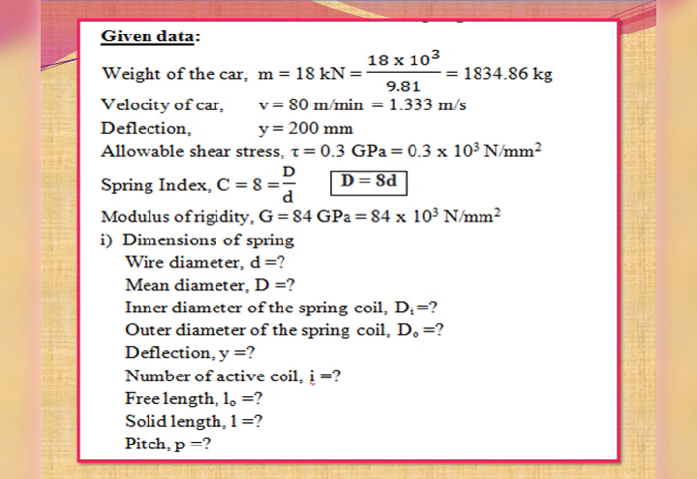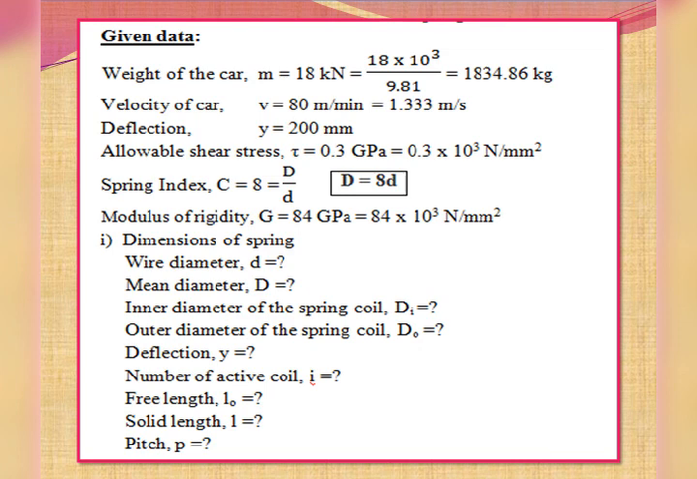In bringing the car to rest, the spring undergoes a compression of 200 mm. This compression of the spring can be considered as deflection. So deflection y is equal to 200 mm. The allowable shear stress is 0.3 gigapascal. So allowable shear stress tau is equal to 0.3 gigapascal, that is equal to 0.3 into 10 to the 3 megapascal or Newton per mm square. And the spring index is 8. Spring index he has given C is equal to 8, that is equal to capital D by small d. So capital D is nothing but the mean coil diameter. Capital D is equal to 8 times the wire diameter.